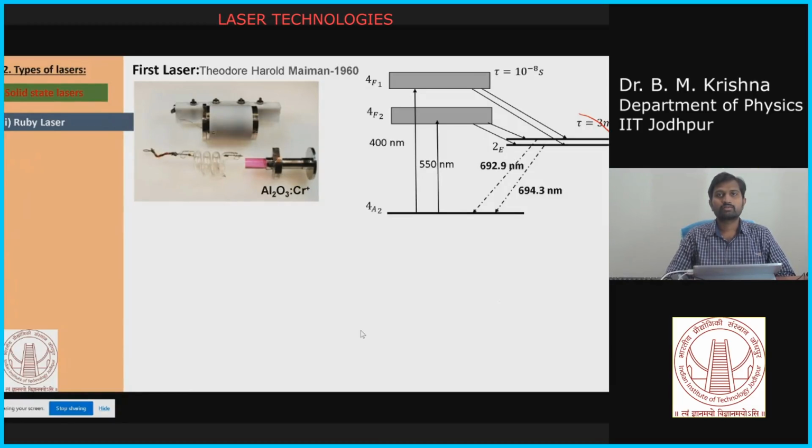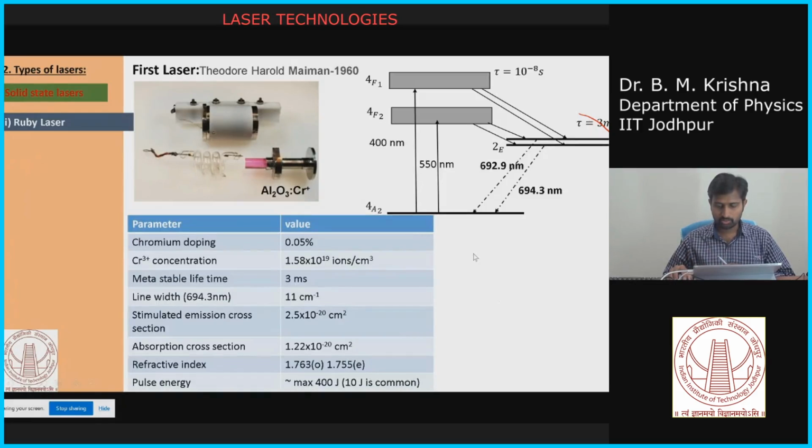So in the last class we discussed our first laser, the ruby laser. We discussed the energy levels, how the transition happens, the pumping transition from 4A2 to the 4F1 and 4F2 levels, the required wavelengths, and then you have a metastable state of 3 milliseconds. That gives you the lasing action from your metastable state to your ground state, that is 4A2.